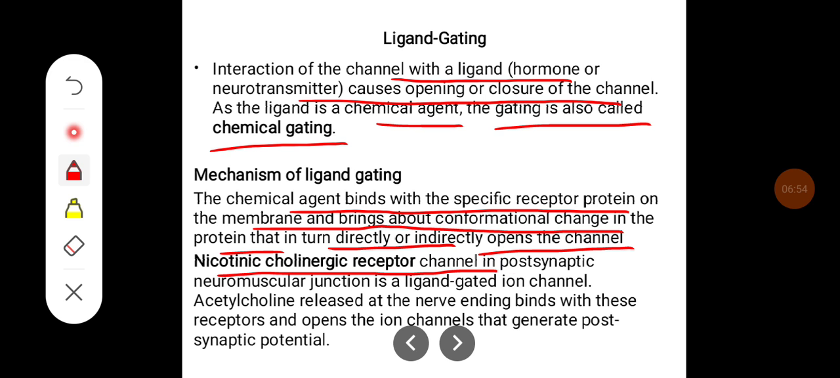Nicotinic cholinergic receptor channel in the postsynaptic neuromuscular junction is a ligand gated ion channel. Acetylcholine released at the nerve ending binds with these receptors and opens ion channels, that is sodium channels, that generate the postsynaptic potential.